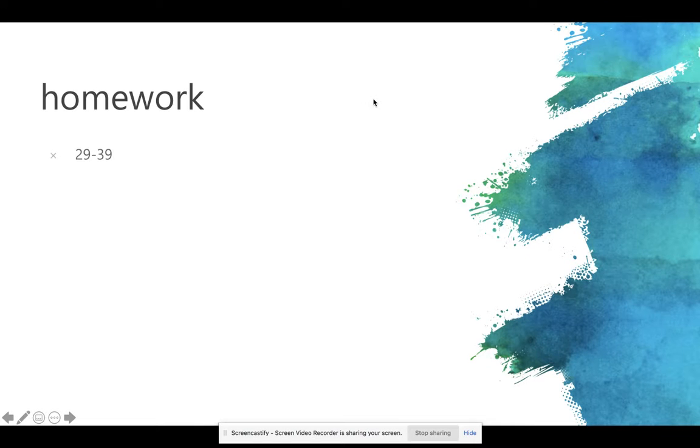Hey team. All right. So your homework tonight is pages 29 through 39. And if the stuff with the characters is getting a little confusing, I'm going to post a chart for you in the resources folder so that you can keep everybody straight.